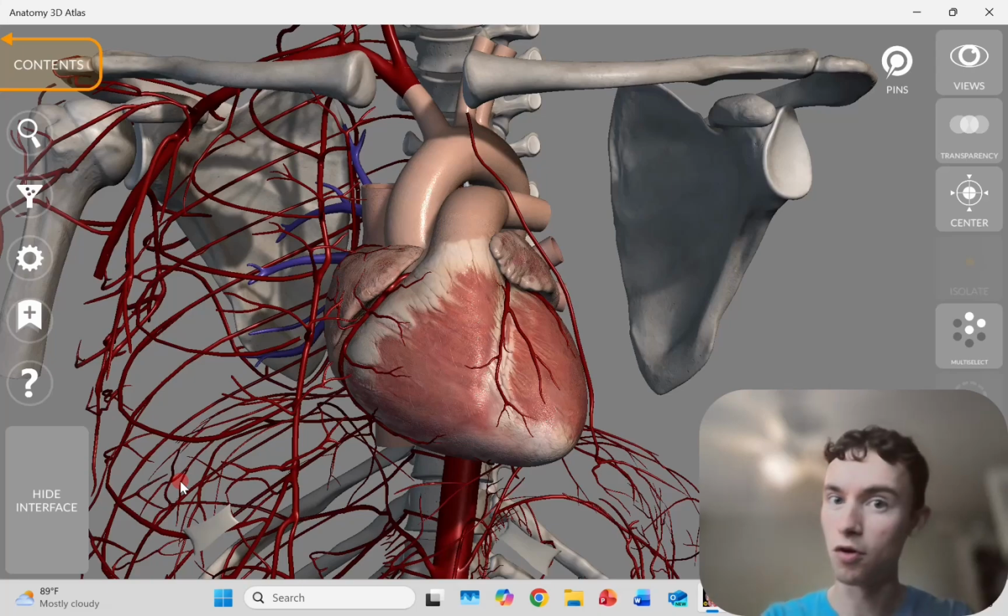Arteries are naturally more muscular than veins. They have a thicker muscular wall in order to handle the high pressures that are generated by the actual pumping of the left ventricle of the heart.